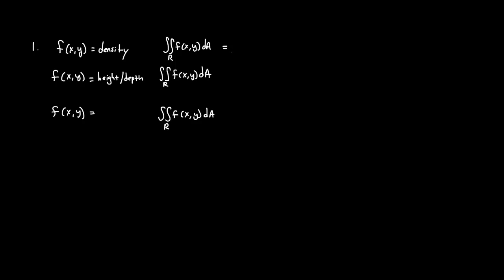Now for the second one, if f of xy equals the height of the mountain, and I integrate over that shaded region R, and at each point xy there was a height, then can you imagine what the double integral would represent? I am hoping that you recognize that to be the volume of some solid, where the base of that solid is the region R.